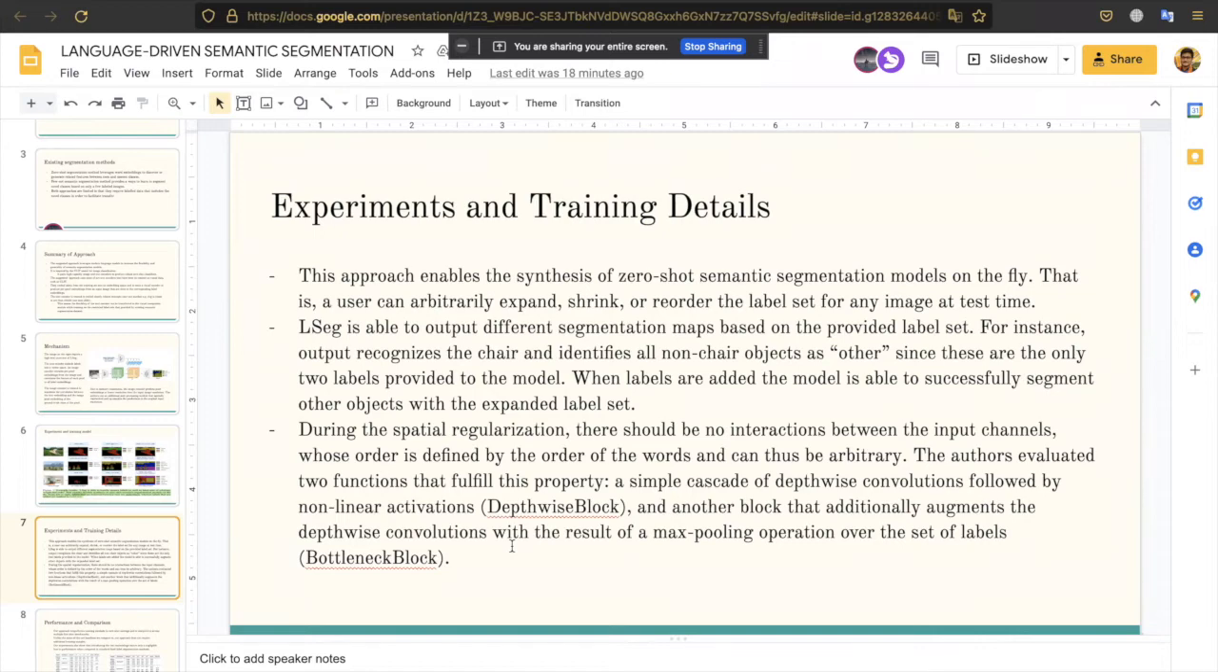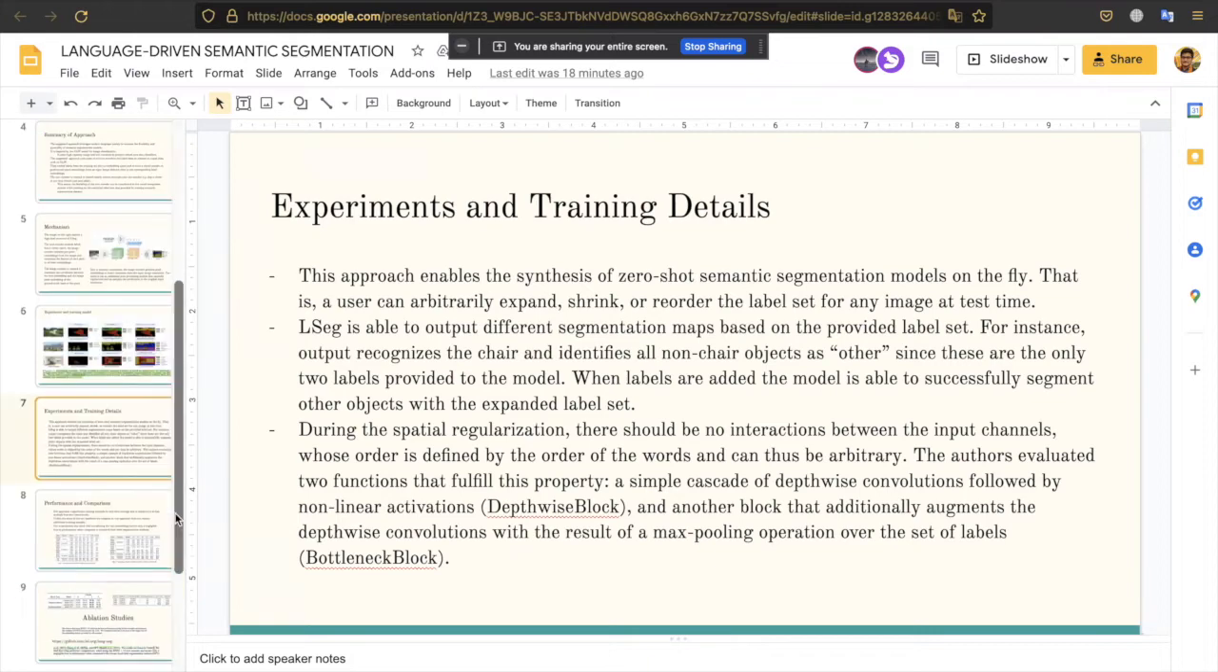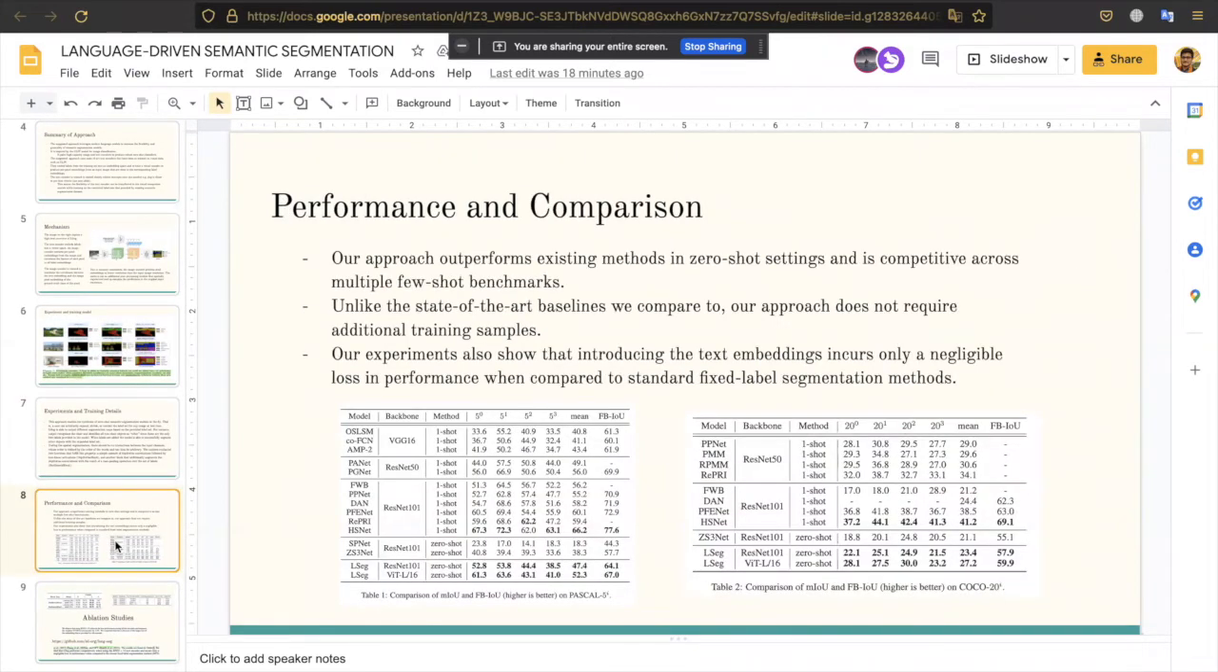You're giving your model access to the test data before final prediction, which does not work. And obviously this was fixed by using two functions, one of which was the nonlinear activation depth-wise block, and the max pooling operation using the bottleneck block. Now we talk about the performance and the comparison with other models.